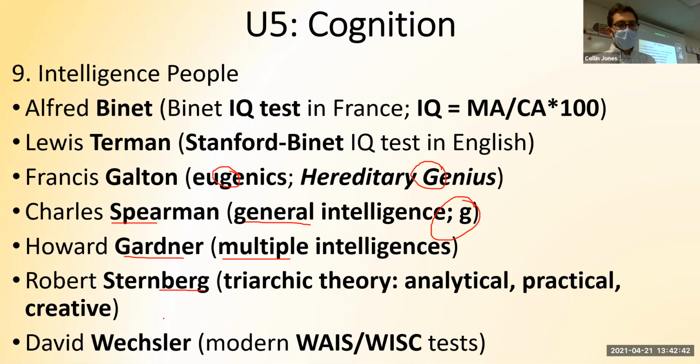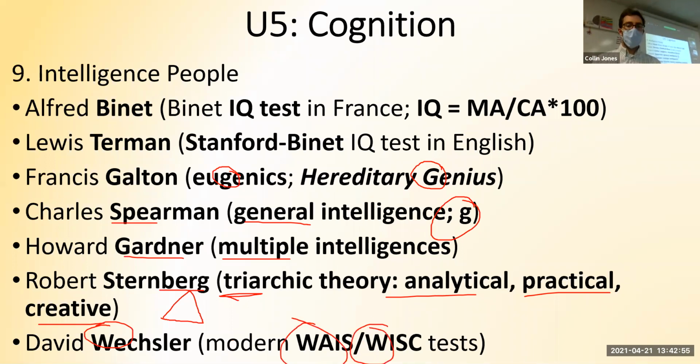Sternberg, when I see Berg, I think about an iceberg. I picture a triangle. He had the three-part theory of intelligence: analytical, practical, creative intelligence. Wechsler with the W, he created these modern tests that are used most often to tell people's intelligence nowadays.